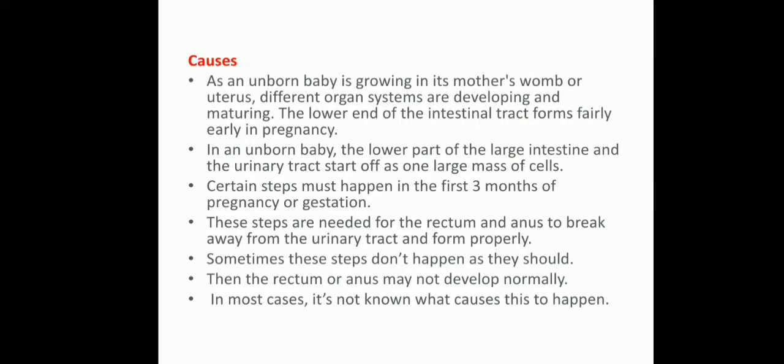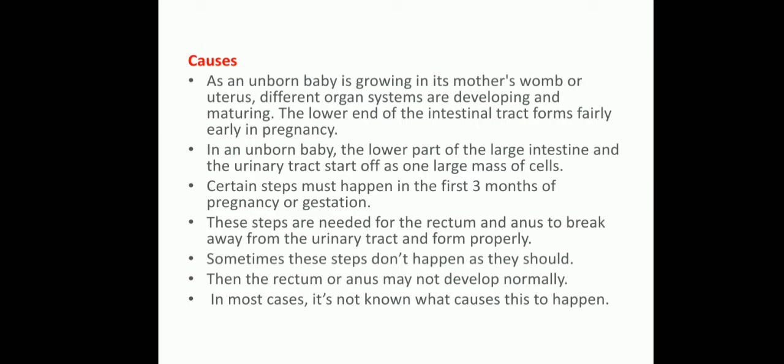Certain steps must happen in the first 3 months of pregnancy or gestation. These steps are needed for the rectum and anus to break away from the urinary tract and form properly. First of all, both are connected together, and only after that do they separate.